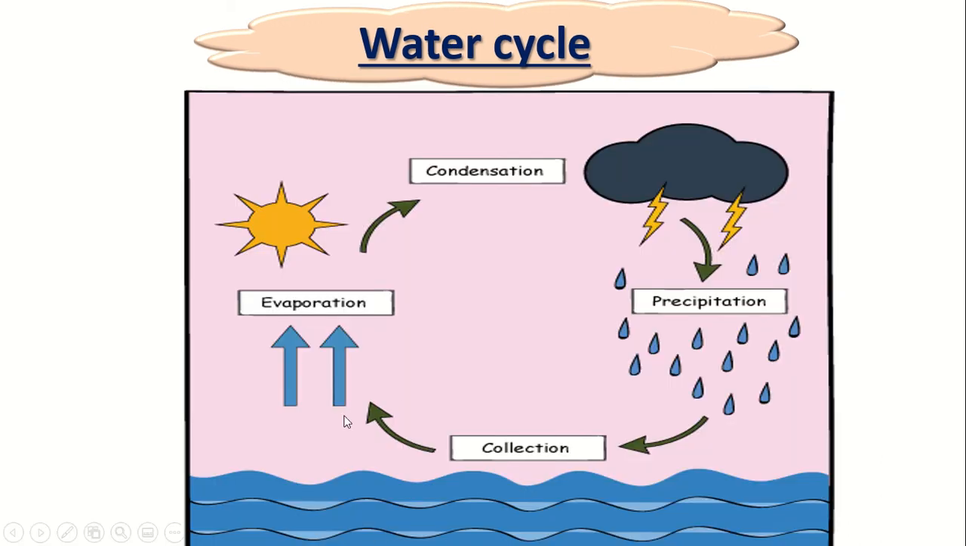So number one, what happens to the river water? Evaporation. After that, condensation. After that, rain falls, and it will come back into the river again. What is the name of this cycle? It's called the water cycle.